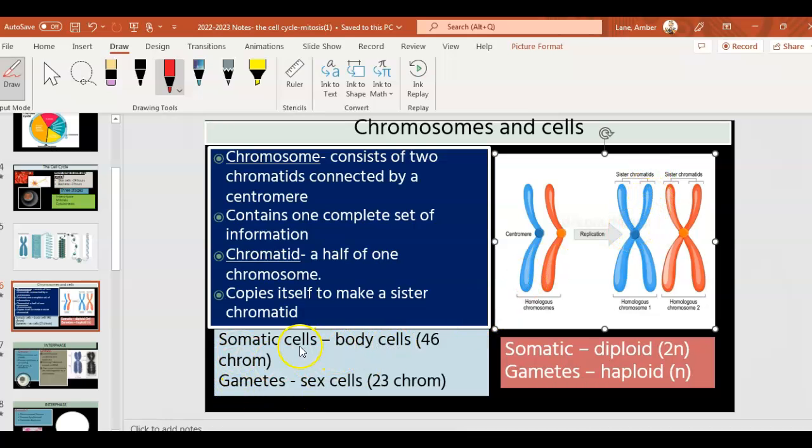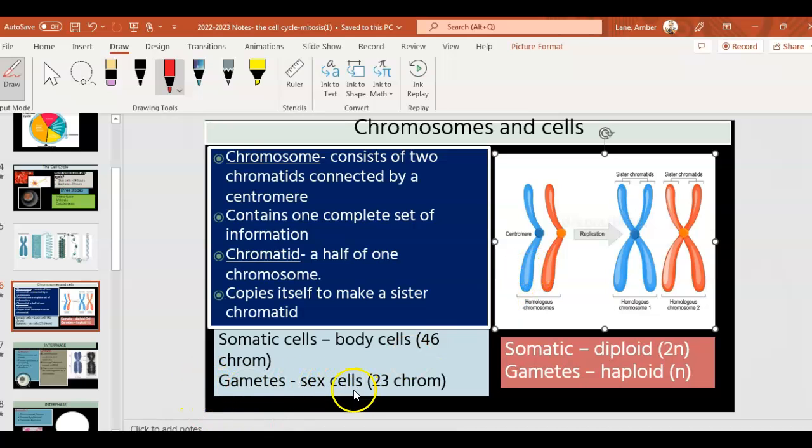Body cells are called somatic cells, and we have a total of 46 chromosomes, or we could say 23 pairs. However you want to talk. If we're talking about single chromosomes, we've got 46, or 23 pairs. Of course, one comes from dad, one comes from mom.